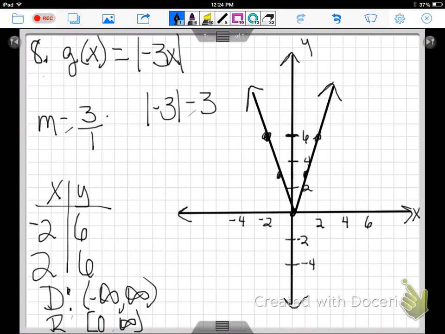You can pick points, random points. I picked -2, 6, and plugged it in, and sure enough, it worked. So another way of doing this is making tables if you don't really like plotting. The domain is negative infinity to positive infinity. The range is 0 to positive infinity.